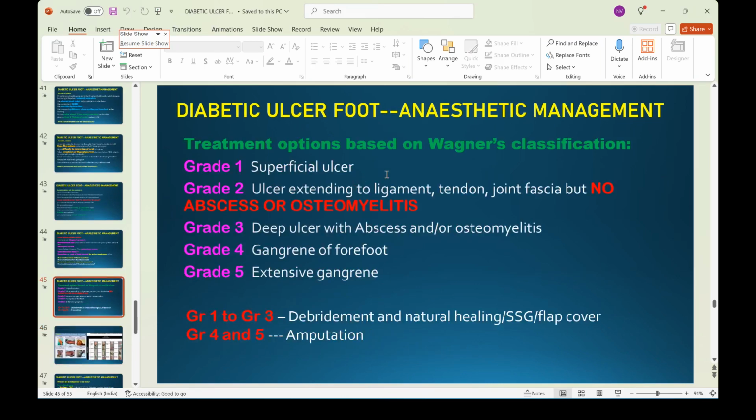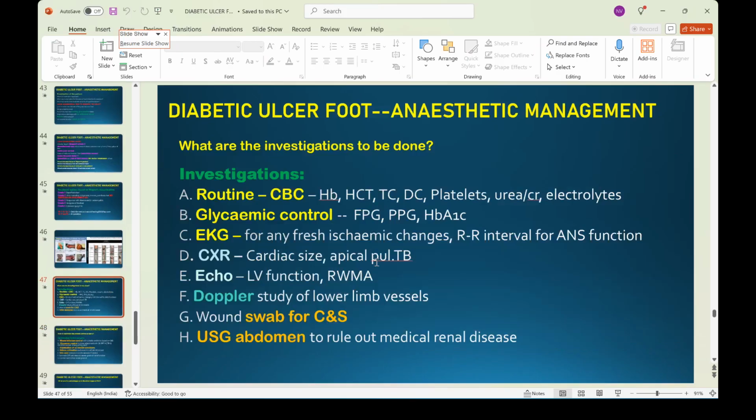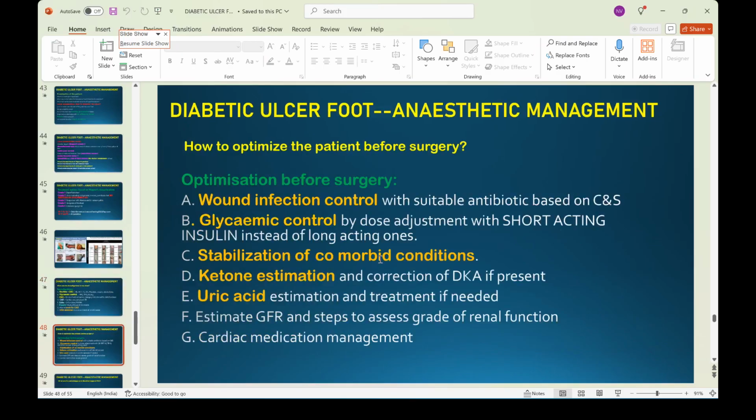And treatment options based on the Wagner's classification. This is the Wagner classification of diabetic foot, various pictures. And investigations: routine CBC, glycemic control, ECG, X-ray, echo, Doppler, wound swab and culture, and ultrasound.